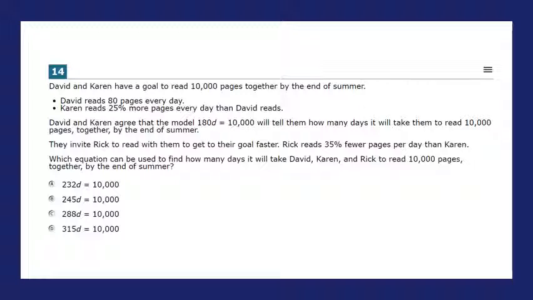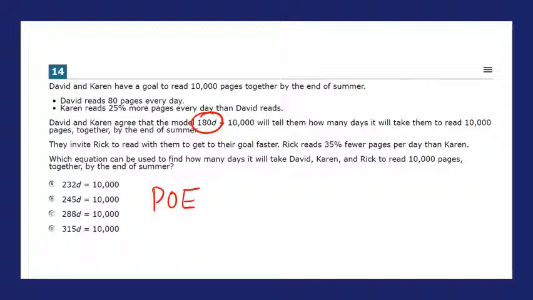Now, here's the first thing that I would do on this problem. Before you even start adding, subtracting, multiplying, dividing, anything here, I would use process of elimination to see if you can eliminate any of these answers because they don't make any sense. Now, David reads 80 pages per day, and Karen reads about 25% more than David reads. Adding another person onto that, they should definitely be able to read a little more than 180, than David and Karen put together, because they added that third person, Rick.